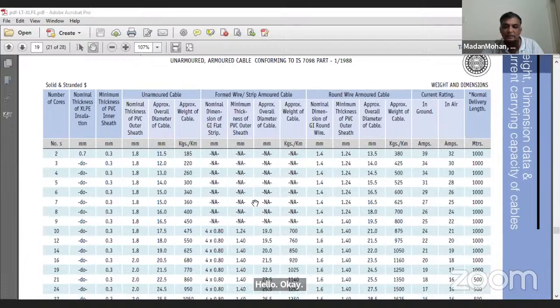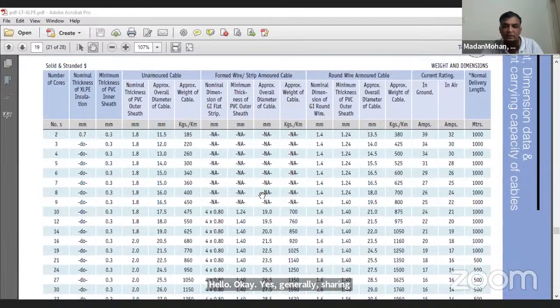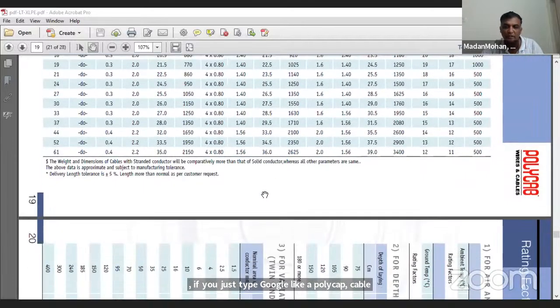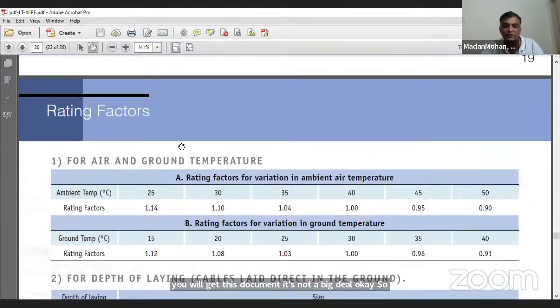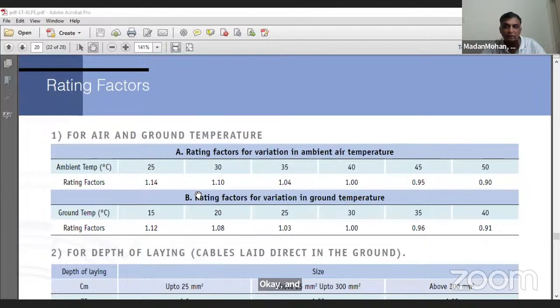Generally, this document is available on Google, guys. If you just type Polycab cable catalog, you will get this document. It's not a big deal. That way I can give you the reference and source from which you will get the documents.